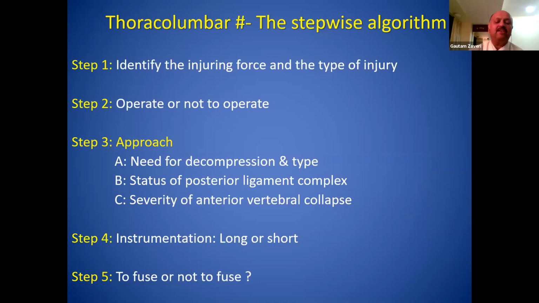Once you have decided that surgery is required, how do you decide on the approach? Today, the posterior approach is ubiquitously preferred by most spinal surgeons because it allows excellent decompression through the transpedicular route. It allows reconstruction of the posterior tension band in type B and C injuries. And even if anterior vertebral collapse is severe, one can reconstruct the anterior column in thoracolumbar injuries from the back itself.